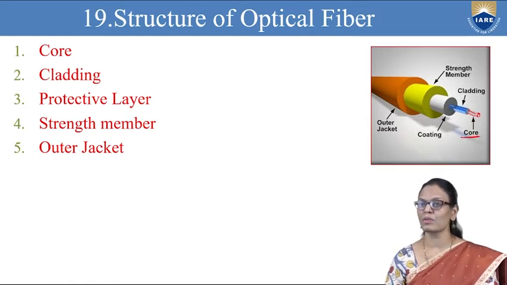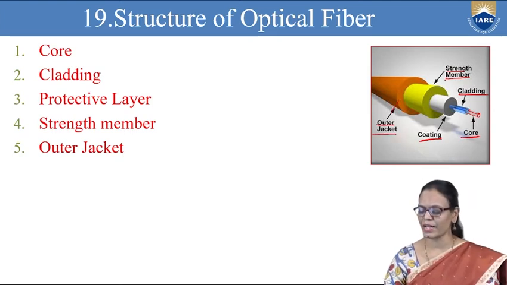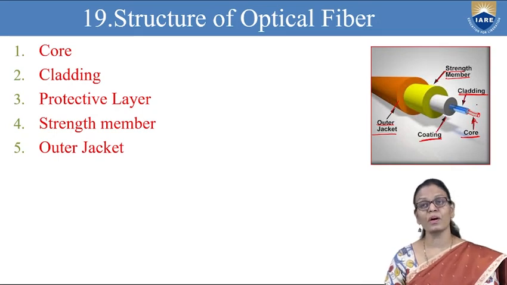So covering the core, we have the cladding, the outer covering. Here is the cladding, and over the cladding we have a coating, and then we have a strength member and then an outer jacket. So this is the outer jacket, this is the strength member, this is the coating, this is the cladding and the core. So for light to pass through the optical fiber, core and cladding are very important.